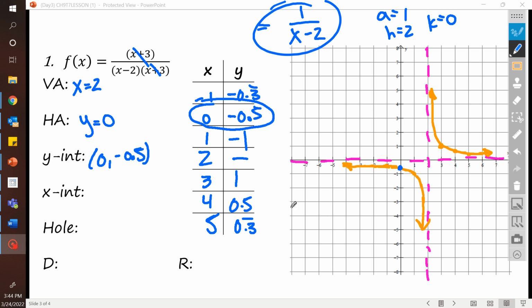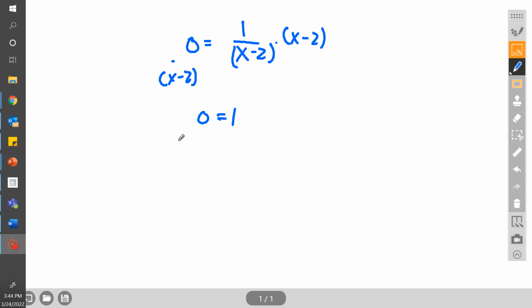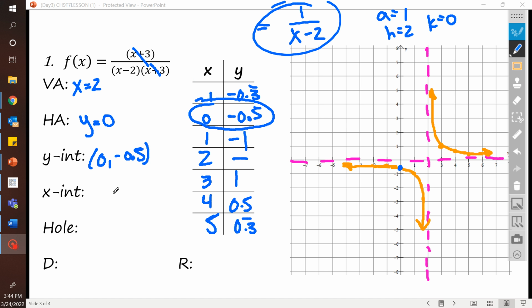It's right here. I can find the x-intercept by plugging in 0 for y, and this is a little bit more complicated. It requires us to set the equation equal to 0. However, you can easily see this does not have a solution. Multiply by x minus 2, and you get 0 equals 1, which doesn't even make sense. And that's because there is no x-intercept, because that's where the asymptote is. The x-axis is the asymptote in this problem, so there's no x-intercept.